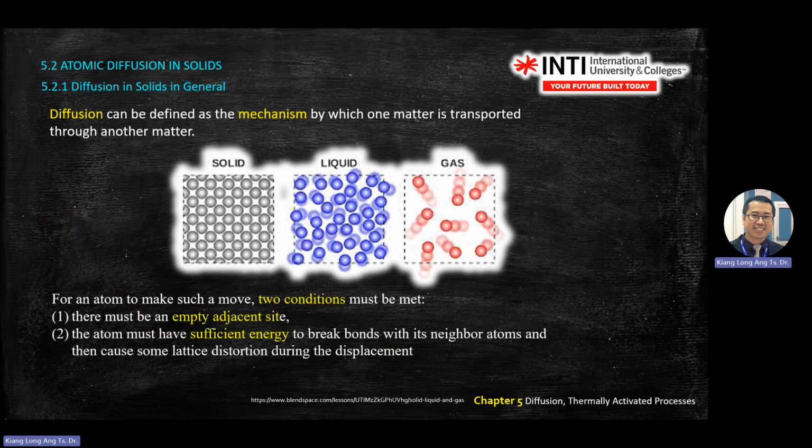Okay, for an atom to make such a move, 2 conditions must be met. One, for diffusion to happen, they must have an empty car park there, an empty adjacent site, meaning there's empty space for it to move. And they must have enough energy to jump to another location. These 2 things: space and energy.